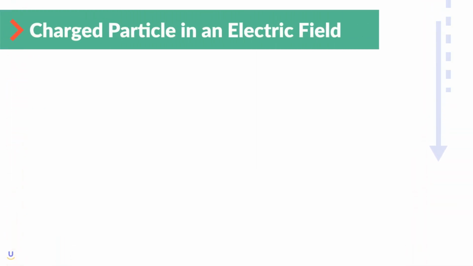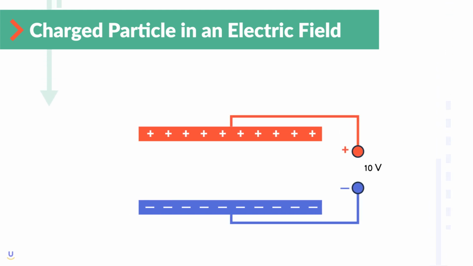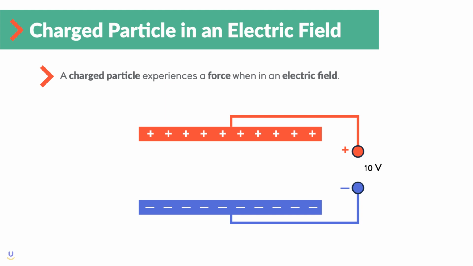Now, let's find out how a positive charge and a negative charge behaves in an electric field. A charged particle experiences a force when in an electric field. Positively charged particles are attracted to the negative plate, and negatively charged particles are attracted to the positive plate. So remember, here opposites attract, just like the magnets.